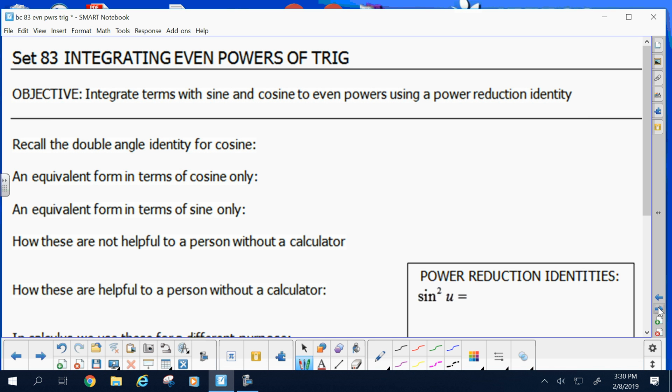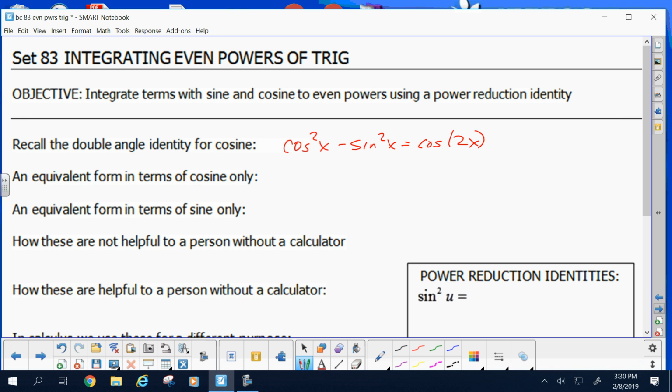Now, back in pre-calculus, you learned the double angle identity for cosine. It was cosine squared minus sine squared is equal to cosine of 2x. I'm sure you learned how to develop it. It comes from the double angle identity, but we don't need to go there.